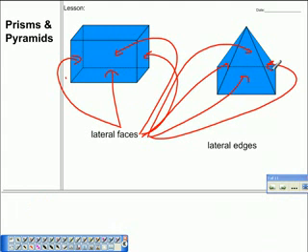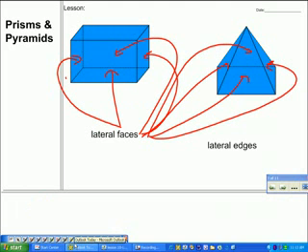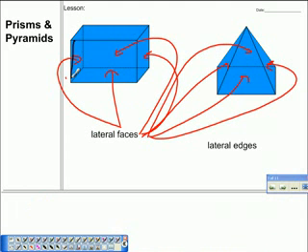So, what could I call this? Well, we'll get to that. Lateral edges will be everything I put in yellow. Here are all my lateral edges. What could be a working definition we use? What are all the lateral stuff? It's the stuff on the sides, right?